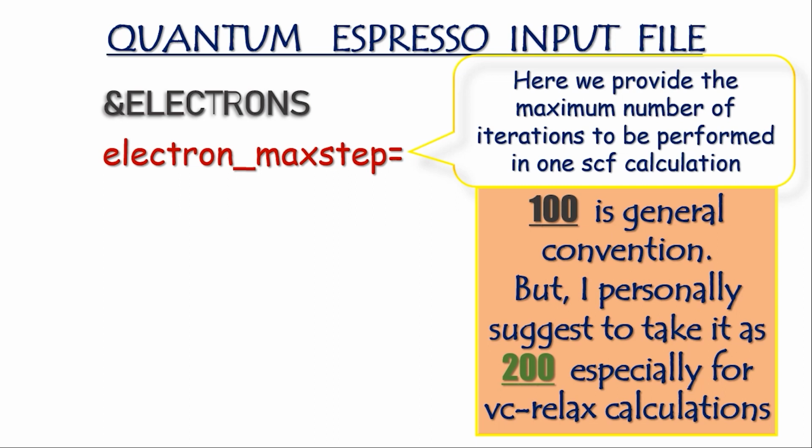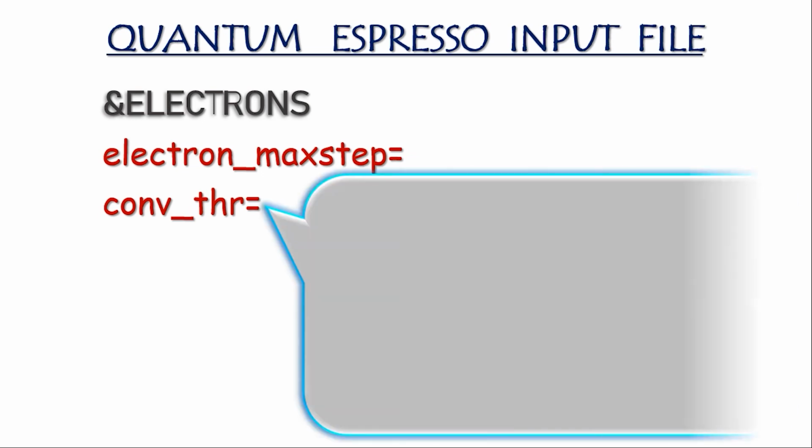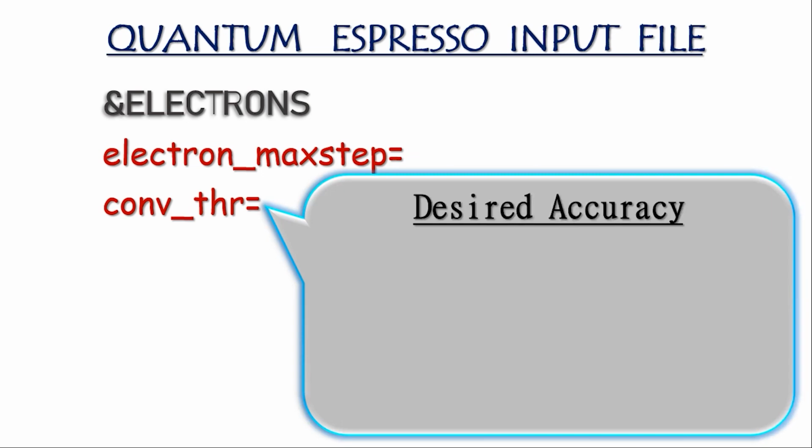So that is bad for you because one calculation may take 5 days or 6 days or even longer, depending upon your computational facility. Okay, so 200 is on the safe side. So I take it as 200. Now, after that comes the convergence threshold. We write it as conv_thr. This is actually your desired accuracy.